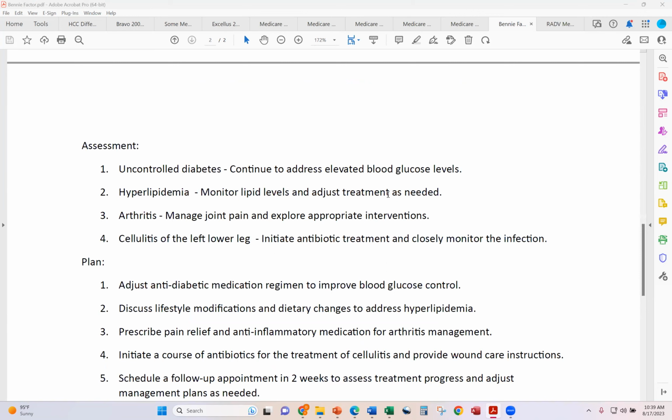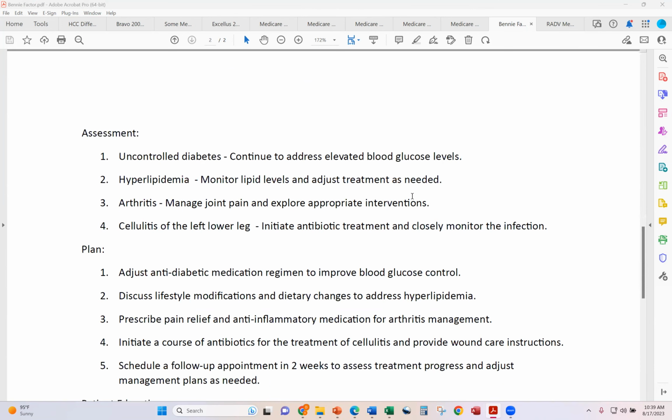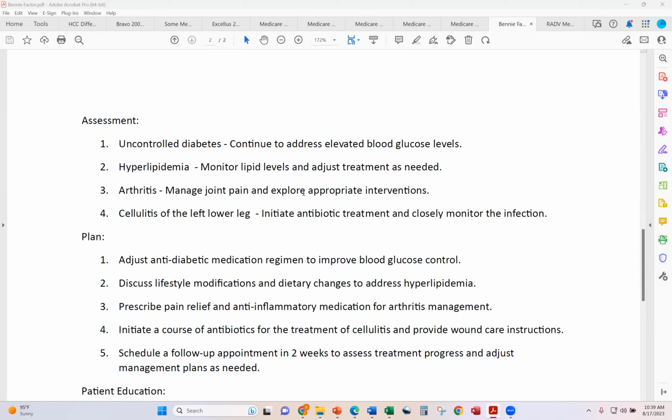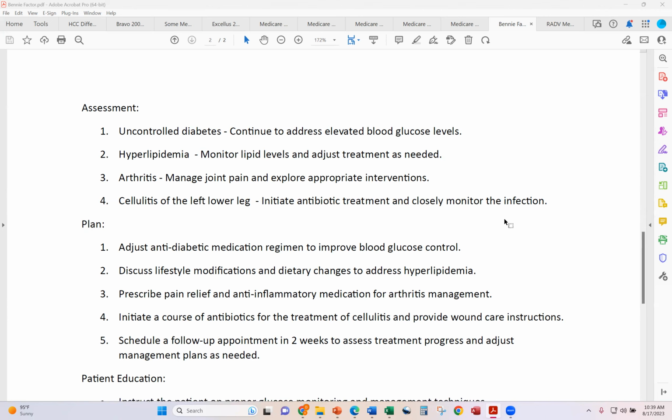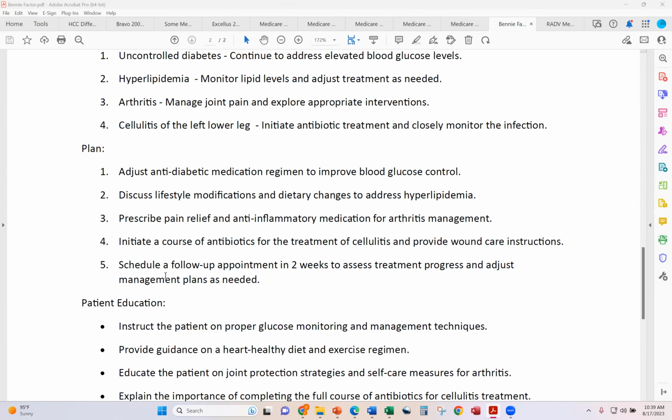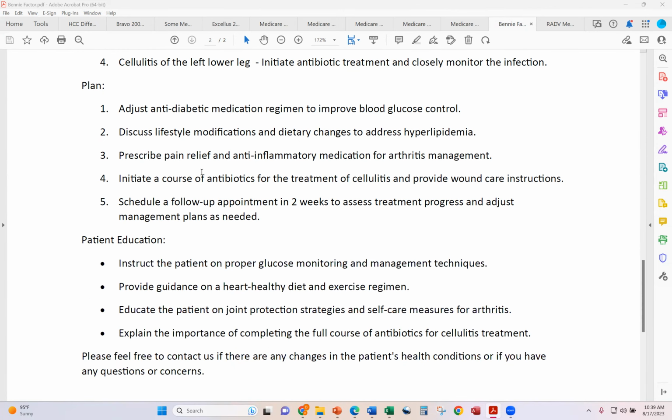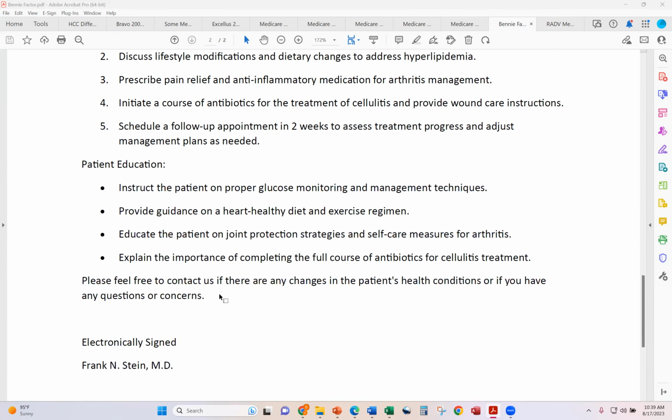Okay. And then we have the assessment: uncontrolled diabetes, continue to address elevated blood glucose levels; hyperlipidemia, monitor lipid levels and adjust treatment as needed; arthritis, manage joint pain and explore appropriate interventions; and cellulitis of the left leg, initiate antibiotic treatment and closely monitor the infection. And then it has a plan for these things, and it was electronically signed by Frankenstein MD.